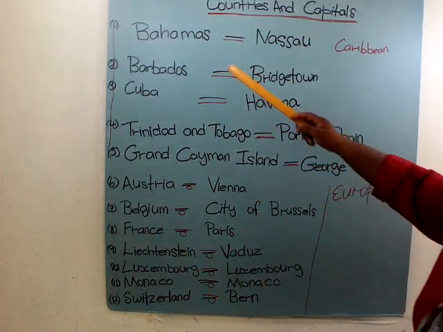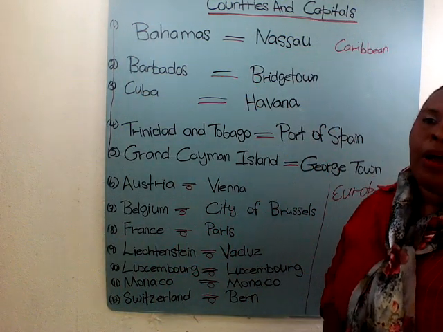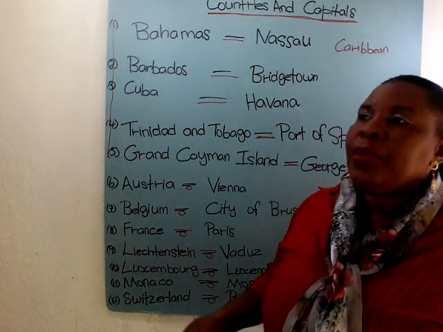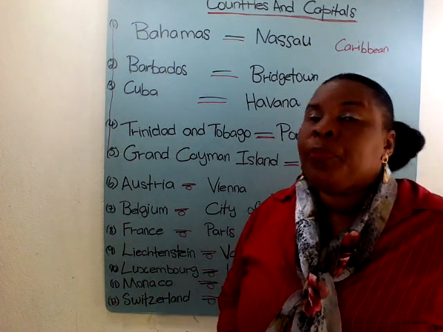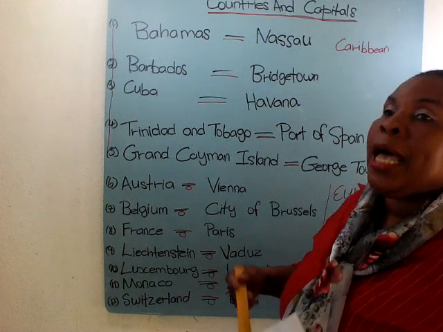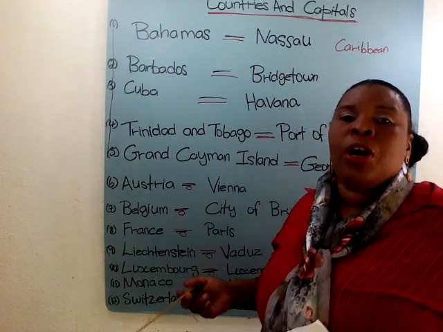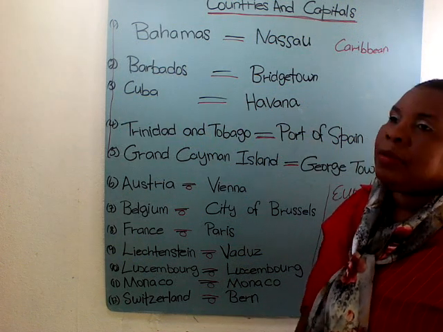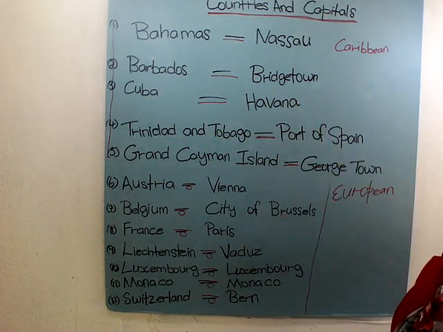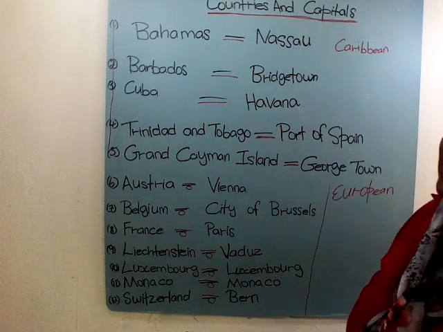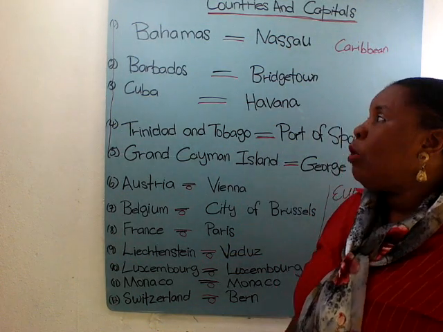All right, the first countries that we have here are islands. Well, all of these are islands, right? And they're islands because they are surrounded by water. And they're all located in the Caribbean, all right? So you know the Caribbean has over 100 islands, right? So the first one we have here is the Bahamas. And the capital of the Bahamas is Nassau, right? The capital for the Bahamas is Nassau.